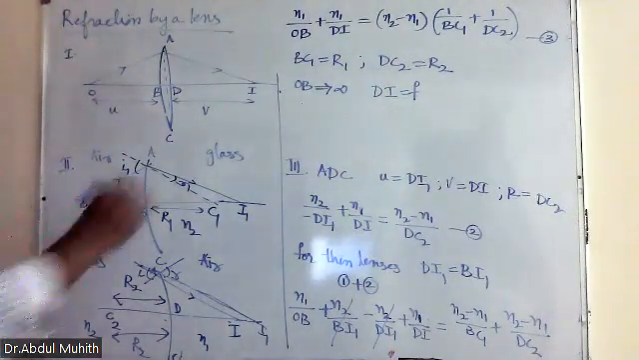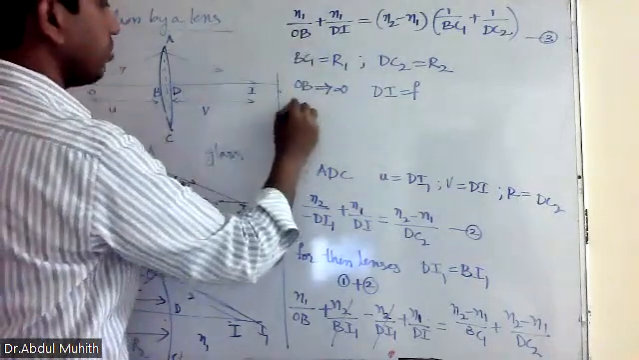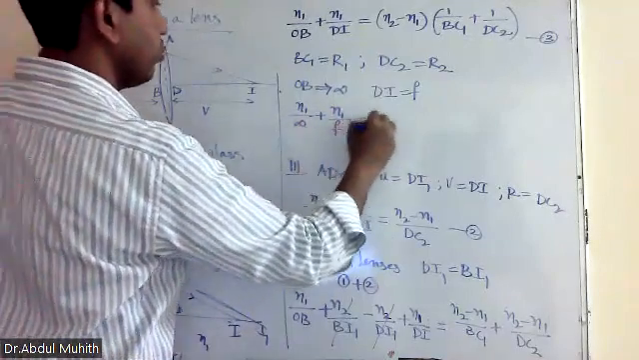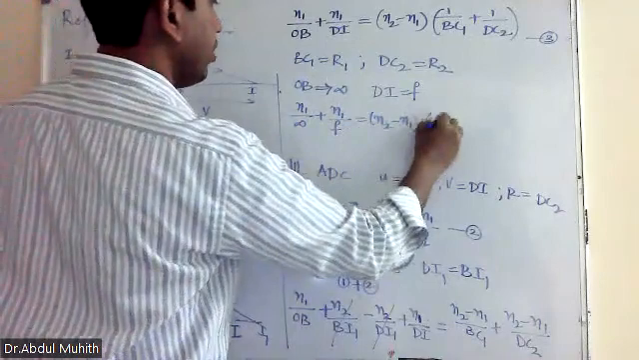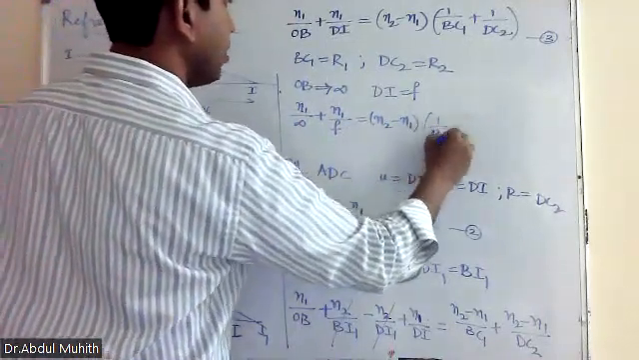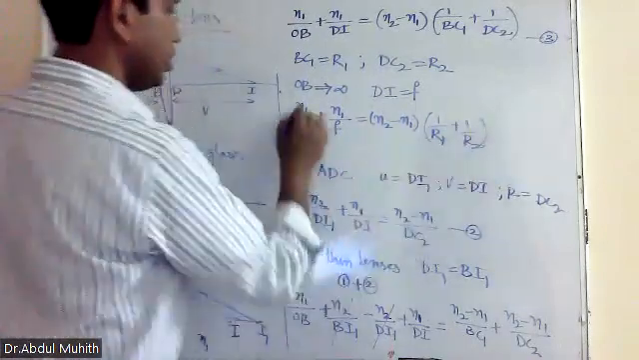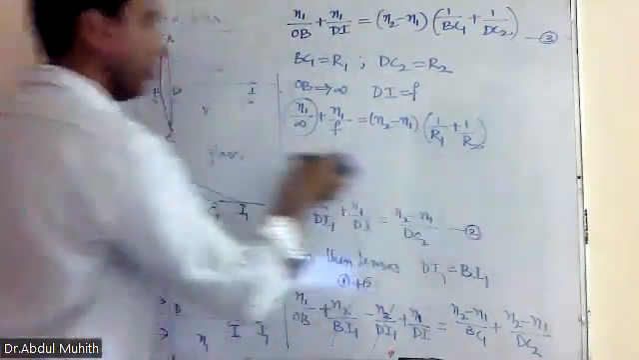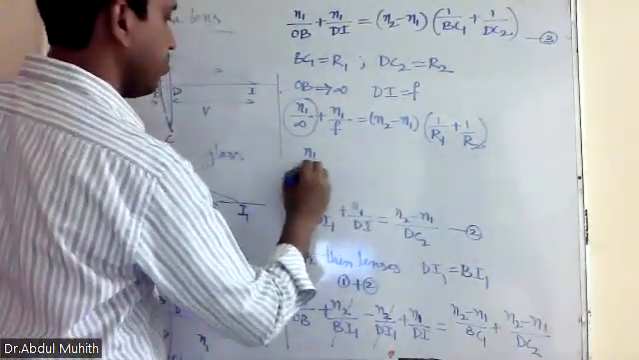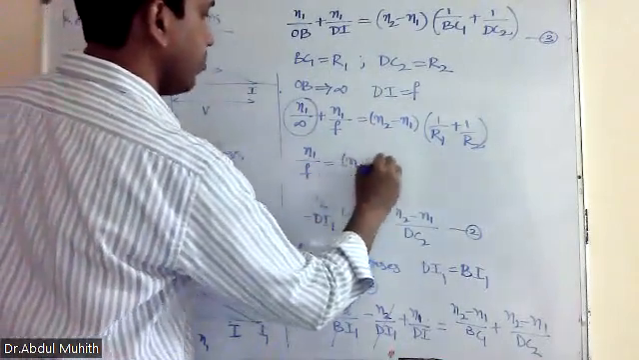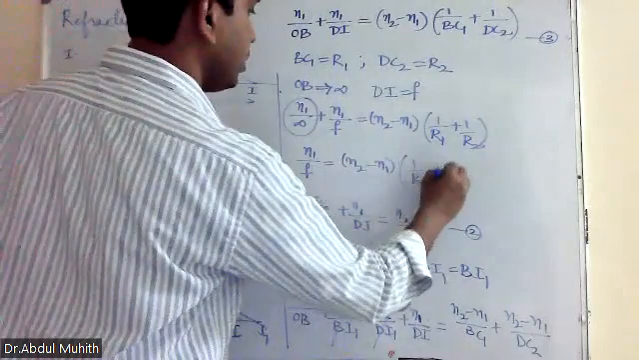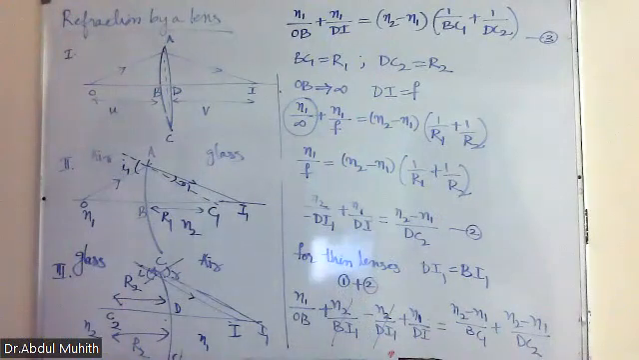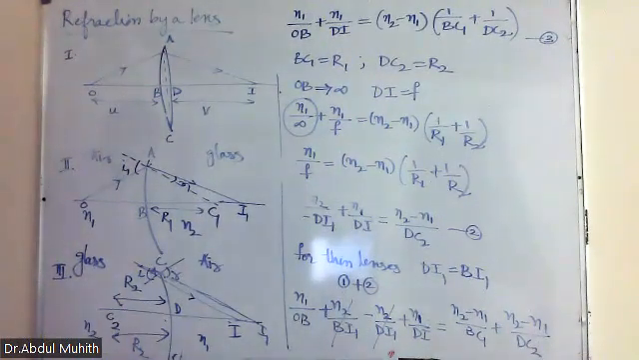So when we substitute these values, N1 by infinity, 1 by infinity will become 0. Okay, I'm just writing the values. Plus N1 by DI, that is DI is F, which is equal to N2 minus N1 into 1 by BC1, that is R1, plus 1 by R2. So this whole value will become 0. 1 by infinity is 0. So what will happen? N1 by F is equal to N2 minus N1 into 1 by R1 plus 1 by R2.